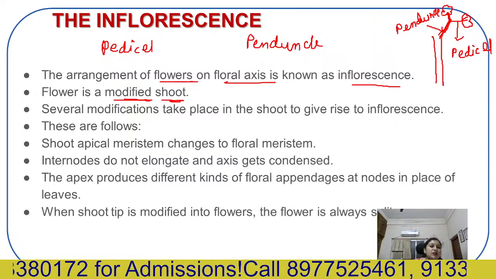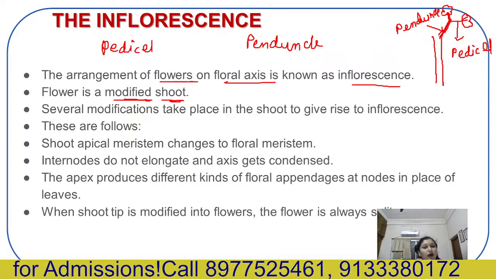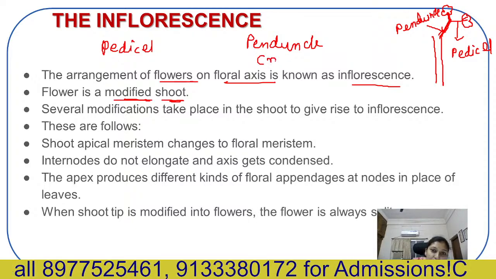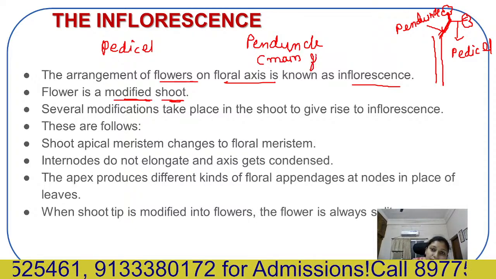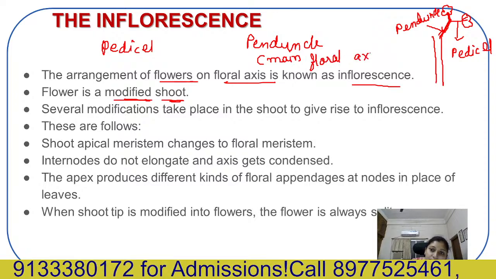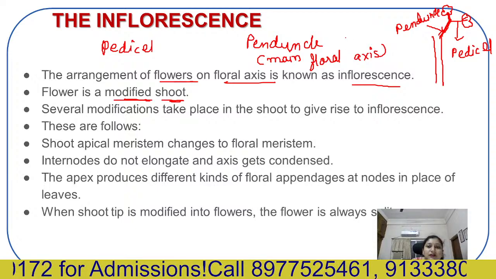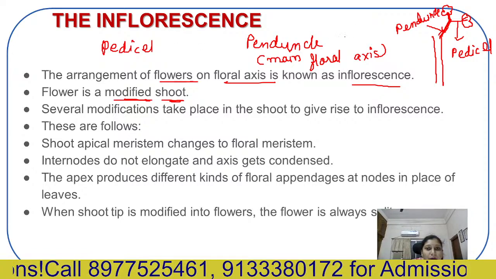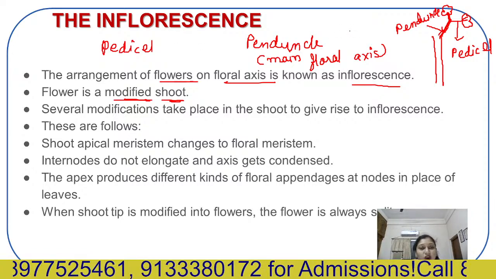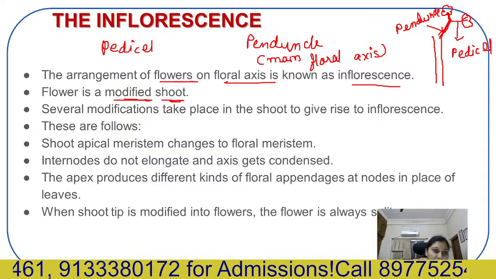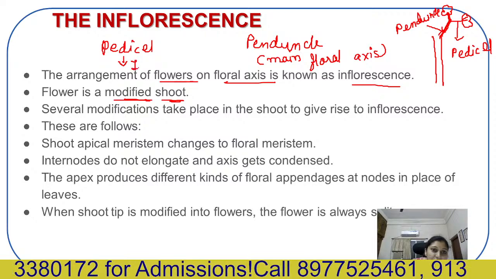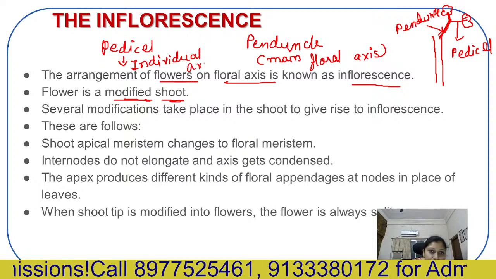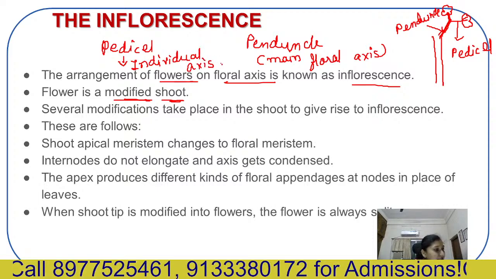I hope it is clear. So the main floral axis where all the flowers have been arranged is called peduncle. So I am writing here, it is the main floral axis, where all the flowers are arranged. And this is a common property, you can consider it like that. This is common property and this is private property. So this is the individual axis. I hope you are understanding my point.